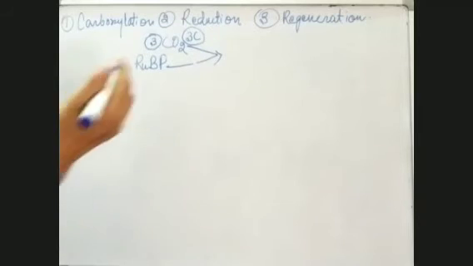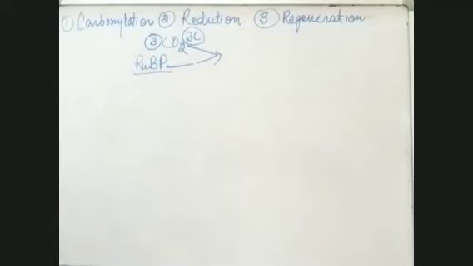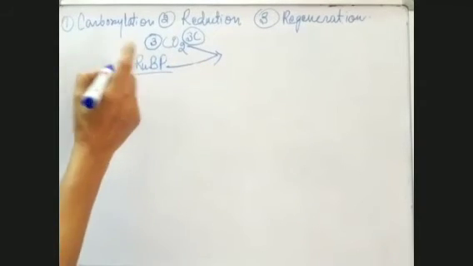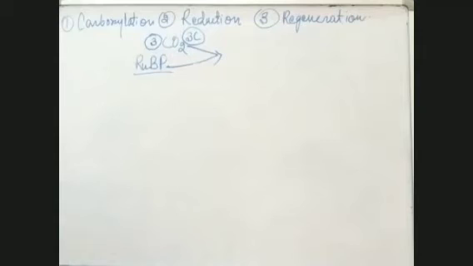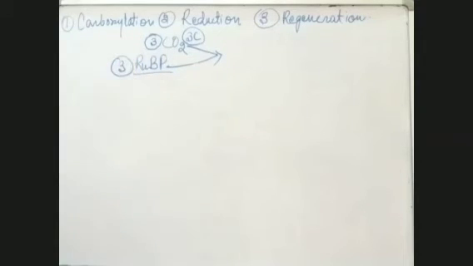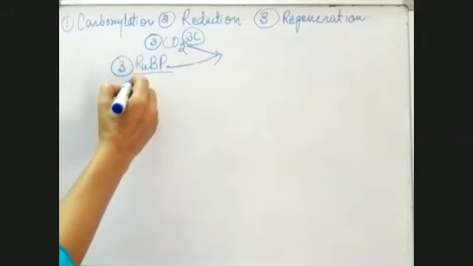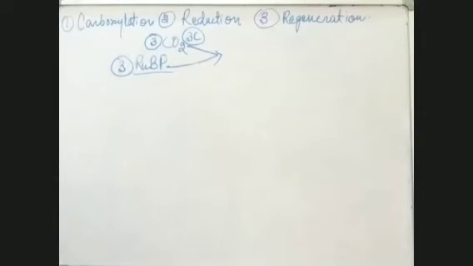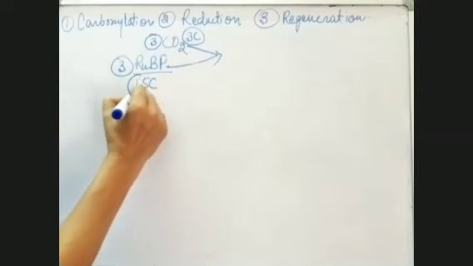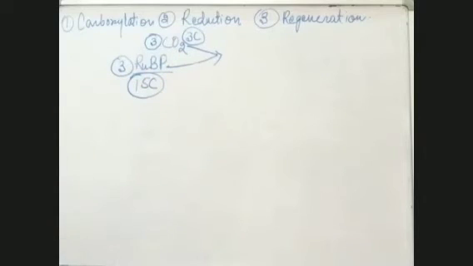And here, RuBP is a 5 carbon sugar, a 5 carbon compound, as you all know. That means in 1 RuBP, 5 carbons are present. 3 molecules of RuBP were used. So if one has 5 carbons, 3 will have 15 carbons. So in all, the carbons involved in RuBP were 15 carbons, whereas in case of CO2, 3 carbons were involved.